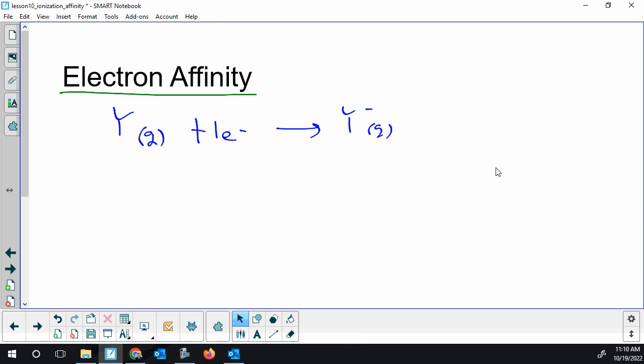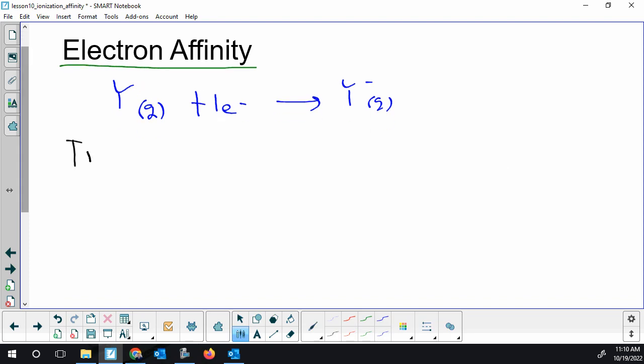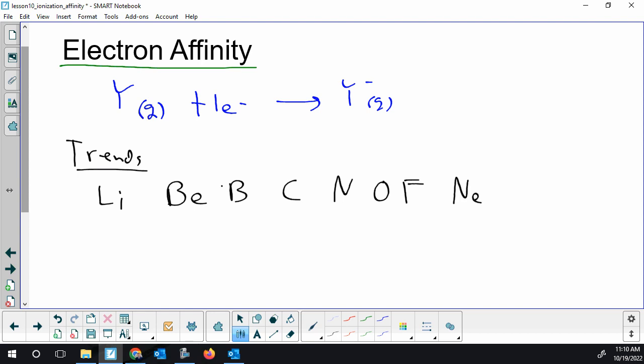Okay. We're going to talk about period trends, and we're actually only going to do period trends. So we're back to trends, we're back to those two things. We look at energy levels and we look at Z effective. We're going across a period, so the energy level is the same. It's period two, second energy level.